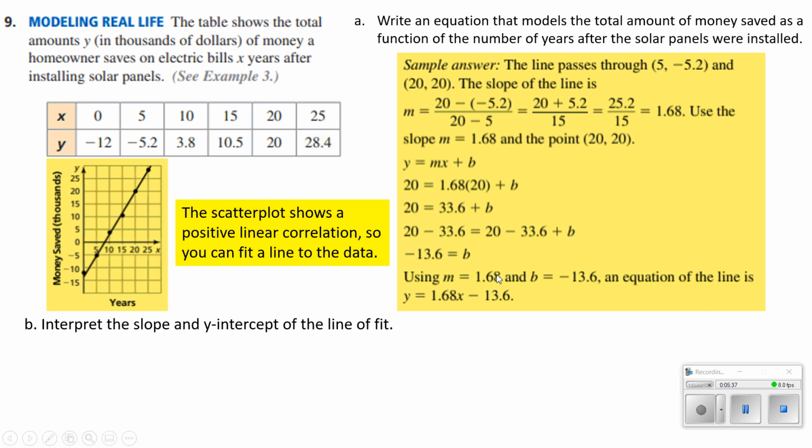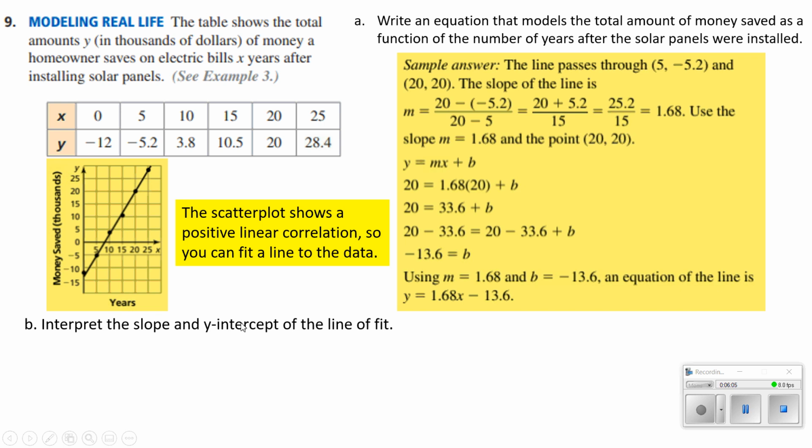All right. Now we're going to use the negative 13.6. Remember, that's our b in our formula. So we're going to go back to our formula and replace it with negative 13.6. We're going to replace our m with 1.68. So our formula is going to be y equals 1.68x minus 13.6.